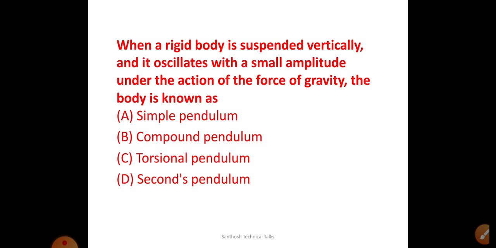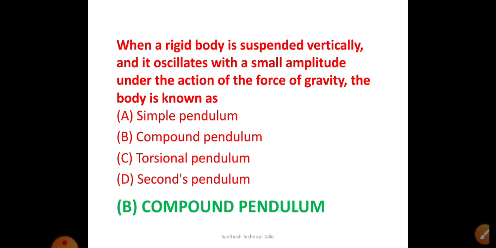And next, a very superb question. When a rigid body is suspended vertically and it is oscillated with a small amplitude under the action of force of gravity, then the body is known as compound pendulum. If force of gravity is there, then the pendulum is called compound pendulum. So compound pendulum means that two different forces are acting.